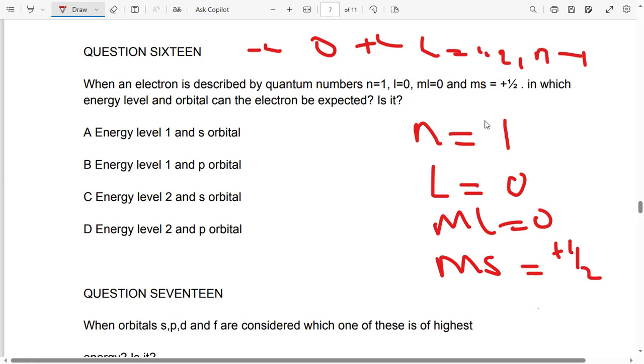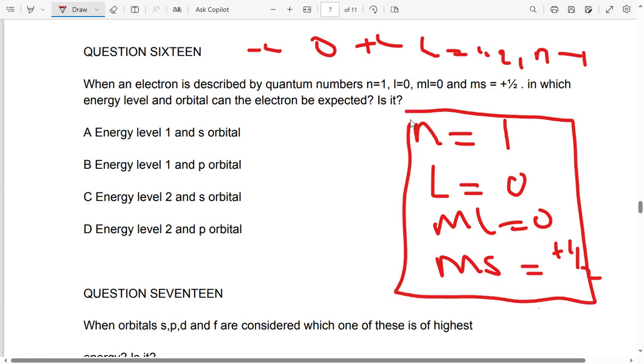So in which energy level can we expect an electron that has these quantum numbers to be? The first answer is very simple. Just look at the energy level; there is 1. So we can discard this, and we can also discard this. So we are remaining with 1 and 2, or A and B. So the energy level is 1, yes.